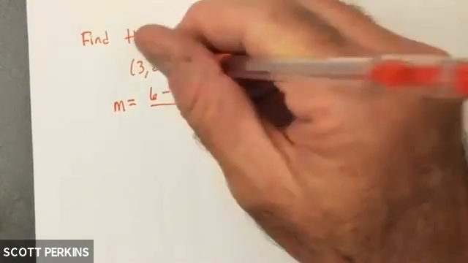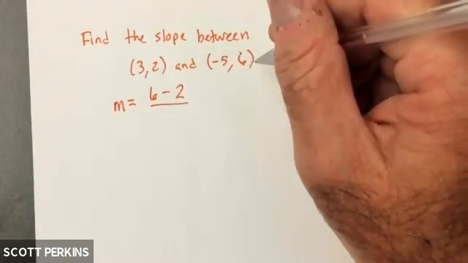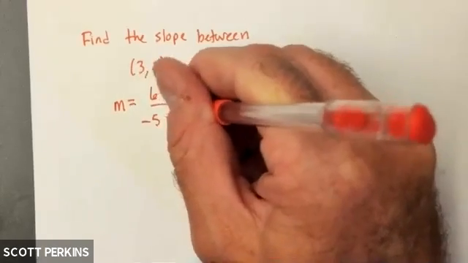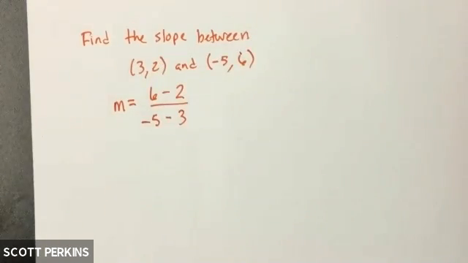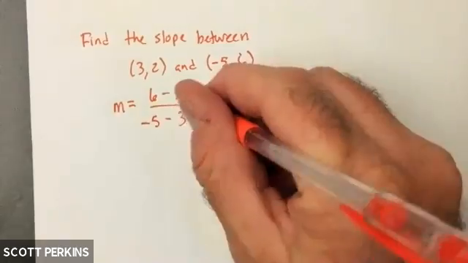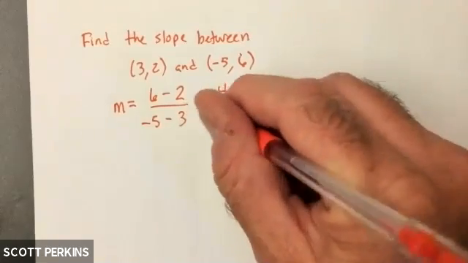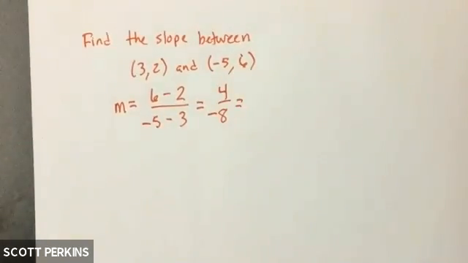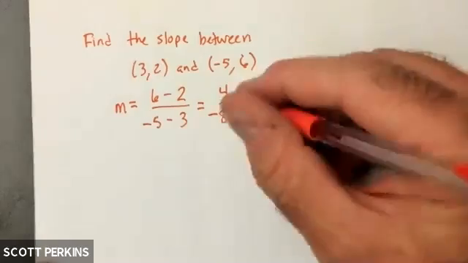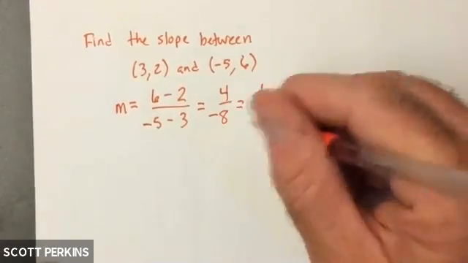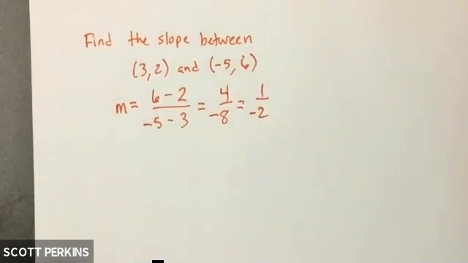Since I went 6 minus 2, my change in my x's is -5 minus 3. Again, if you did it reverse, then you've got 3 minus -5. 6 minus 2 is 4. -5 minus 3 is -8. I'm going to reduce that fraction, since 4 goes into both the numerator and denominator. 4 goes into 4 one time. 4 goes into -8 -2 times. And my slope is 1 over -2.